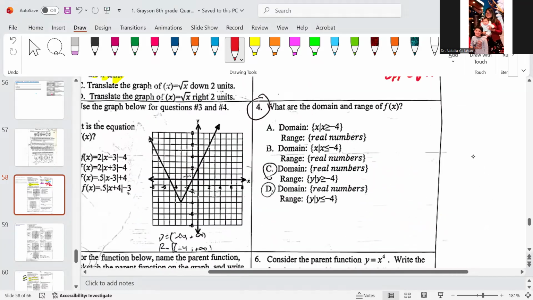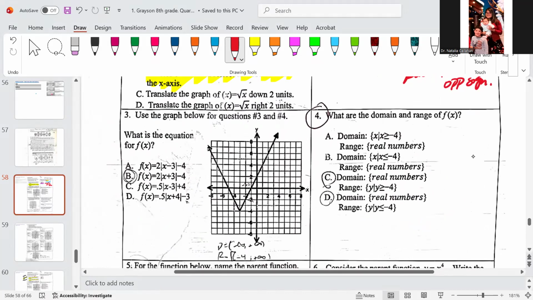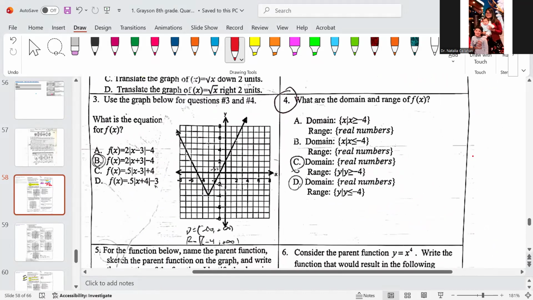Number 4, read it, please. What is the domain and range of f(x)? What is f of x? Is it the left one, number 3? Is it number 3? Or what is f of x? Okay. Domain is x value, correct? This way to this way. So what would that be?